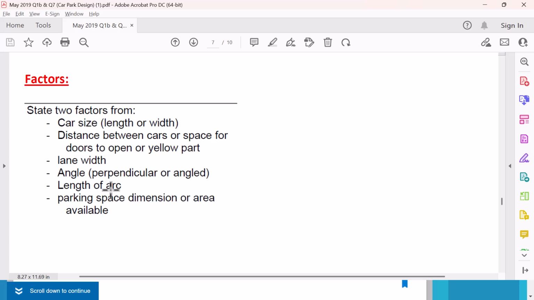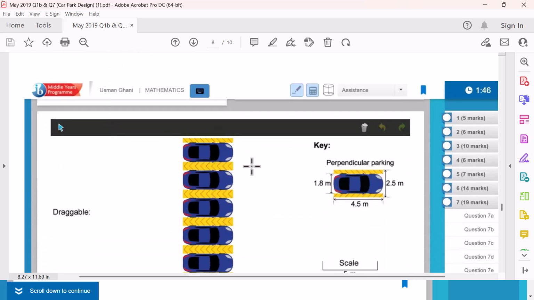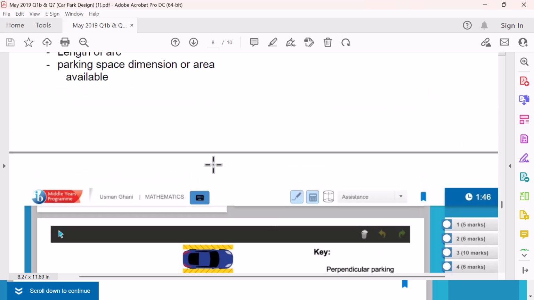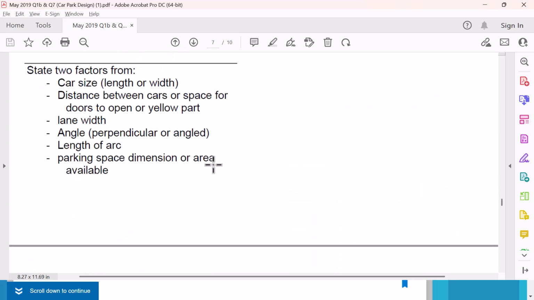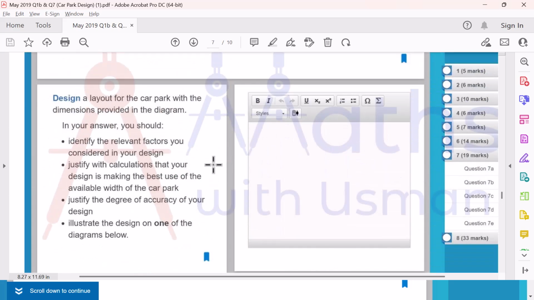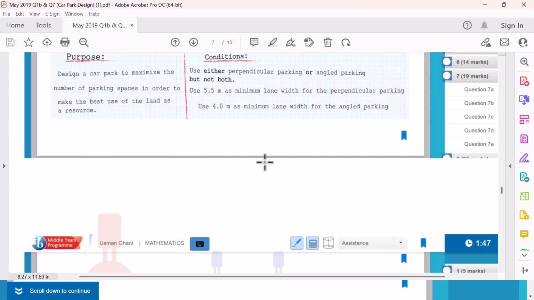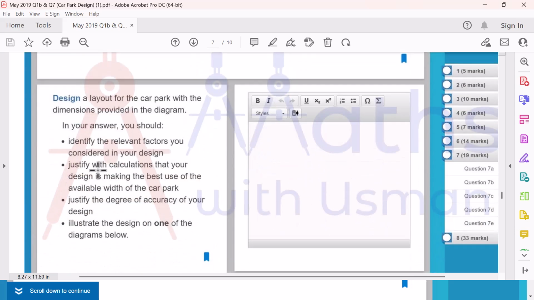The type of parking that I choose, angled or perpendicular, the distance between every two cars, which is the distance needed to open and close the doors. Again, all of the distances, all of the sizes, all dimensions, all factors, all conditions, they can be written over here. So write down everything, even these conditions.